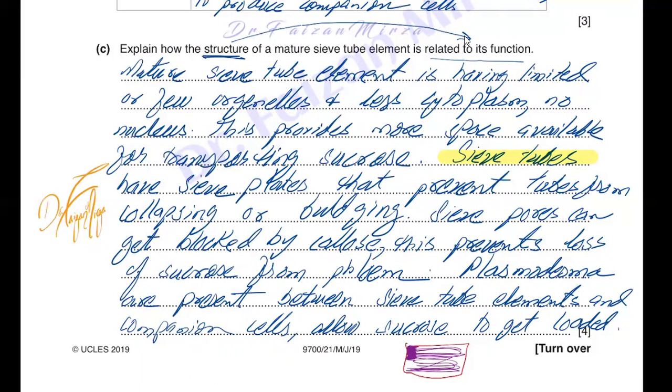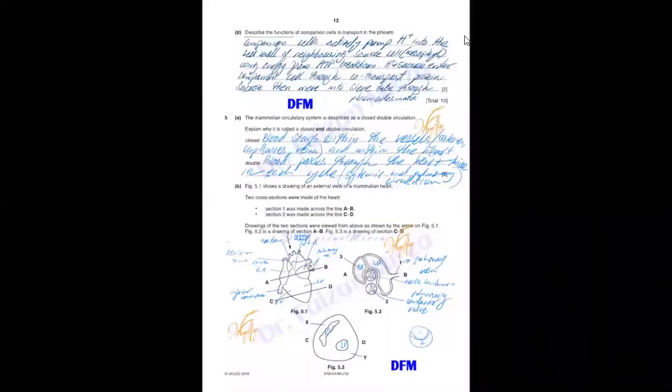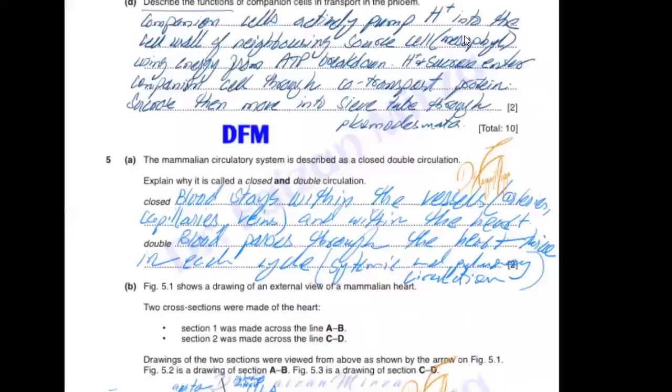This prevents loss of sucrose from phloem. Plasmodesmata are present in between sieve tube elements and their companion cells, which allow sucrose to get loaded. So yeah, I think we have added enough points here, so that will help us gain enough marks.